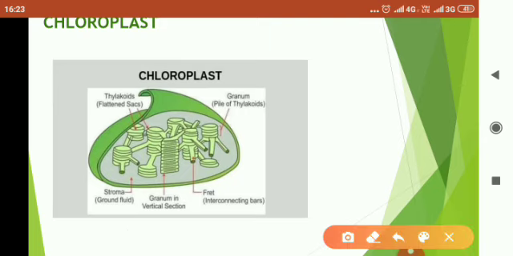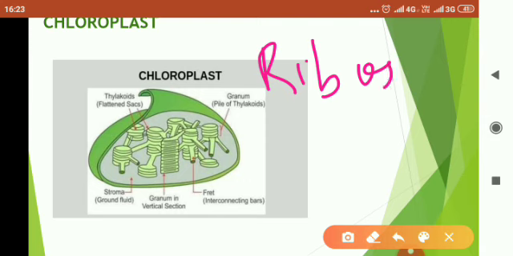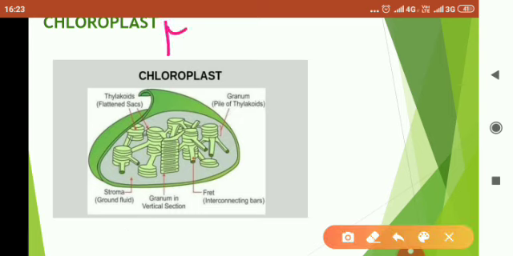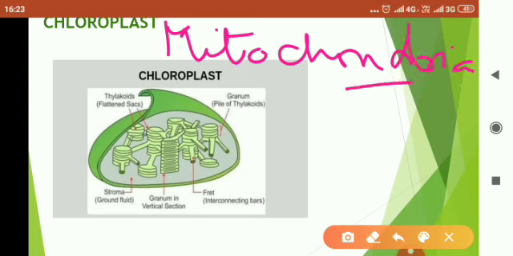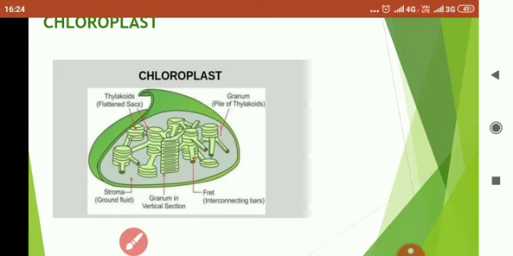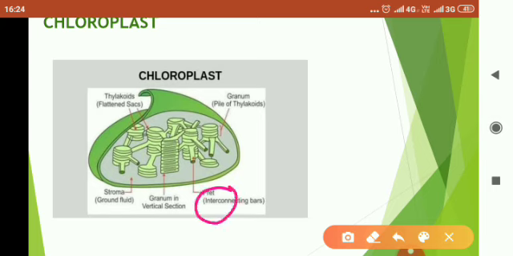Now after this I would like to tell you that in the stroma ribosomes are also present. Ribosomes of chloroplast are present. Along with that, DNA is also present. If you remember the structure of mitochondria, I have told you that day that two organelles, mitochondria and chloroplast, have their own DNA. That's why these two organelles are called as semi-autonomous cell organelles. So children, one more structure is also present here, that is fret. This fret is the tube which connects them to the other granum.